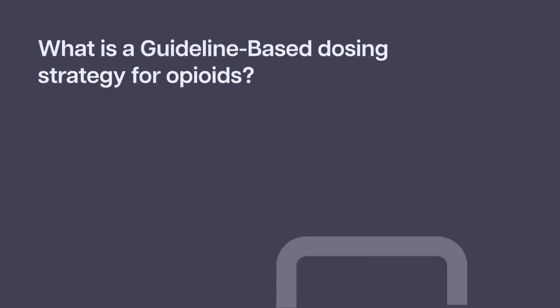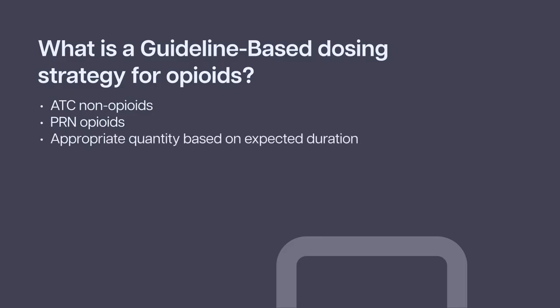When prescribing opioids for acute pain, make sure that non-opioid medications are optimized first. This usually means around-the-clock prescription for these medicines. Additionally, opioid medication should be written PRN rather than scheduled or around the clock. Make sure to give an appropriate quantity based on expected duration.